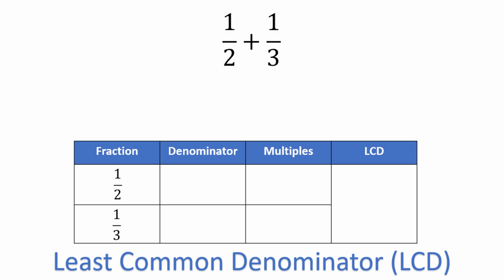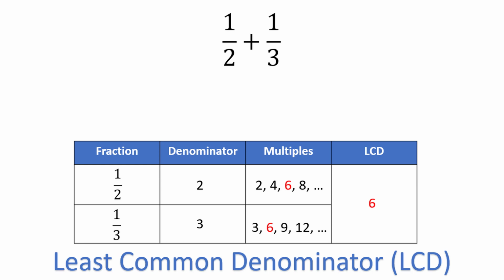Our fractions are 1/2 and 1/3. That means our denominators are 2 and 3. Next, start listing out the multiples of the denominators, which are 2, 4, 6, 8 for 1/2, and 3, 6, 9, 12 for 1/3. Next, search for the smallest number in common between your two lists, in this case 6. This tells us 6 is the least common denominator, or LCD, and that we should modify our fractions so that they both have a denominator of 6.